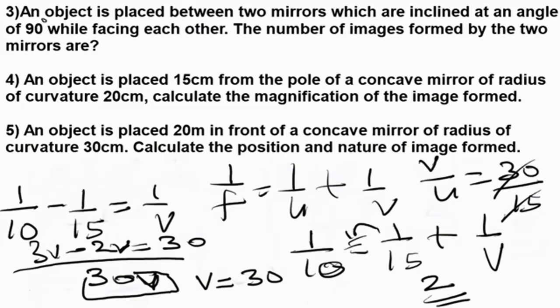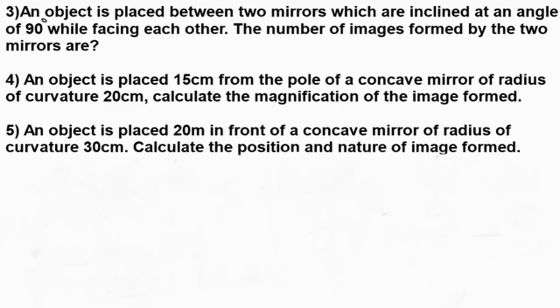Very, very interesting, guys. Hope you're learning a lot. Okay, guys, so question 5. It says an object is placed 20 meters in front of a concave mirror of radius of curvature 30 cm. Calculate the position and nature of the image formed. So to solve this question, let's bring out the parameters.